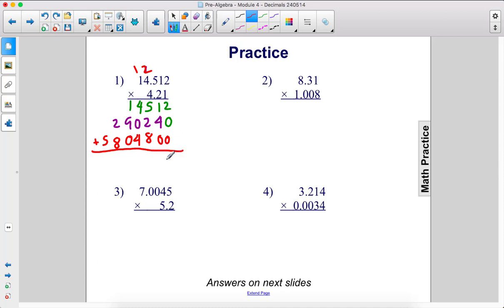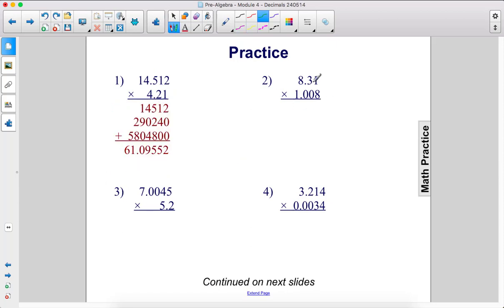Now we add. 2, 5. Here we have 15, carry the 1, 5, 4 is 9, 10, carry the 1, 11, carry the 1, 6. Now we count the decimal places: 1, 2, 3, 4, 5. So 1, 2, 3, 4, 5. The answer is 61.09552. All right, let's do the next one.